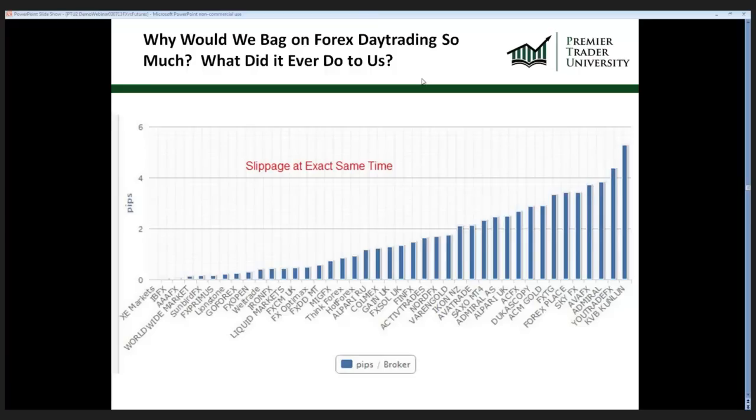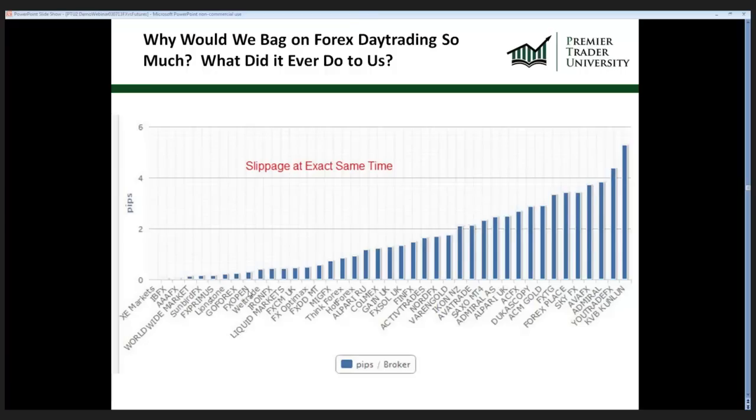Now, this isn't cherry picking one bad trade. This is all the trades that were sent through over literally a year. So the worst broker, almost 5.5 pips of slippage versus some of the other brokers, very, very good execution. But don't forget, some brokers towards this side may have commissions on top of spread. So it's not always the true story.